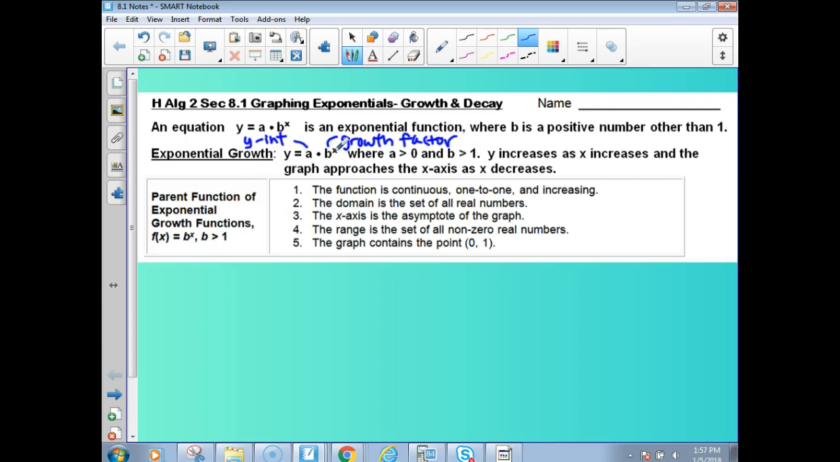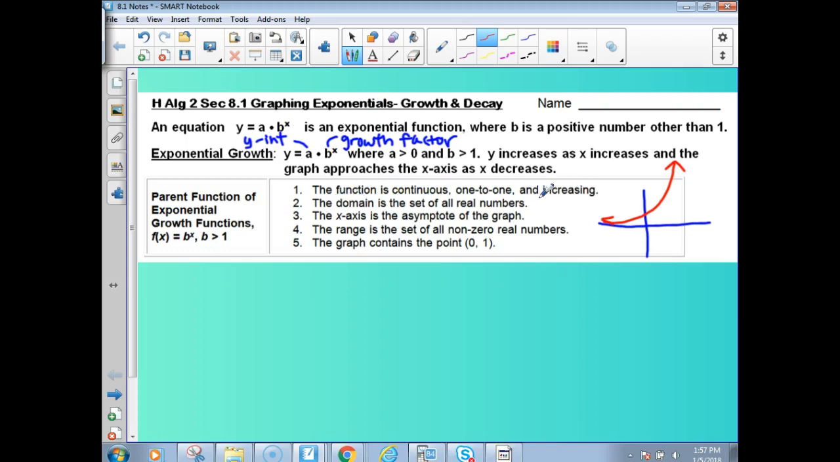Notice that x is an exponent in these equations. So unlike anything we looked at in the polynomial chapter, it's not a polynomial function. Y increases as x increases, and the graph approaches the x-axis as x decreases. What it looks like is a graph that runs along the x-axis and then crosses the y-axis and increases upward. It never actually crosses the x-axis. And they're saying here the function is continuous, 1 to 1, and increasing.